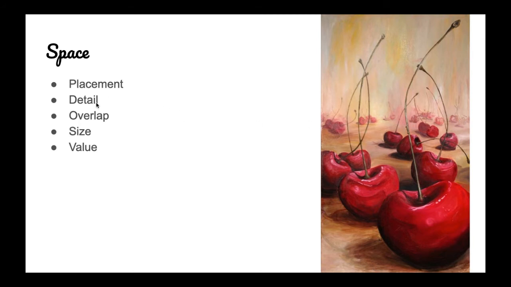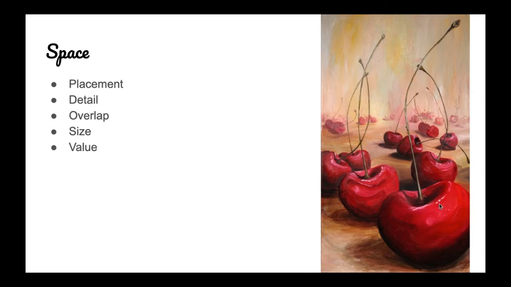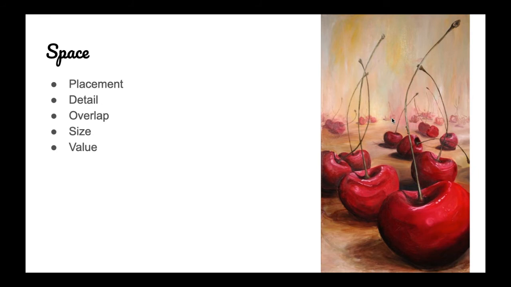The next is detail. So of course, objects that are closer to us have a lot more detail. So here I can see the spot where the stem meets the cherry. There's a shadow here. I can see some highlights. I can see little details on the stem. Whereas here, all I see is there's like a little splash of pink, and then there's some red, and then there's a stem. I can't really see much more than that.